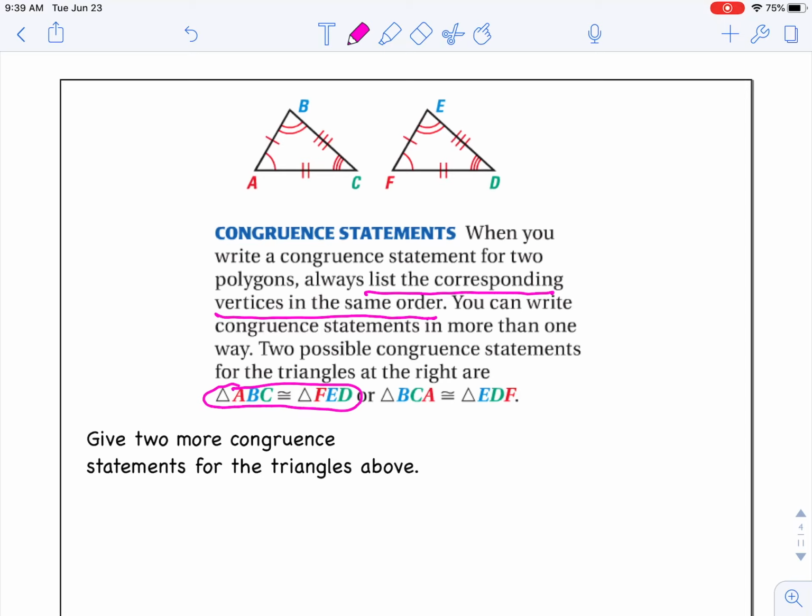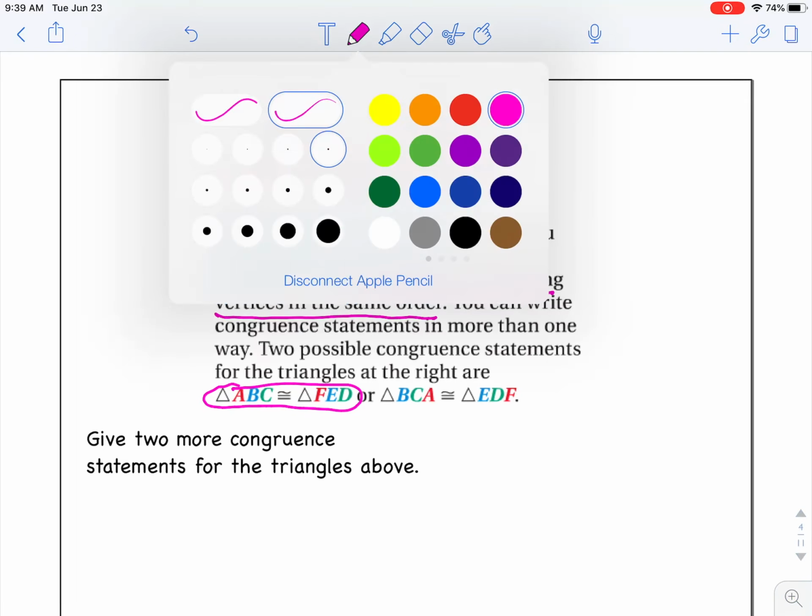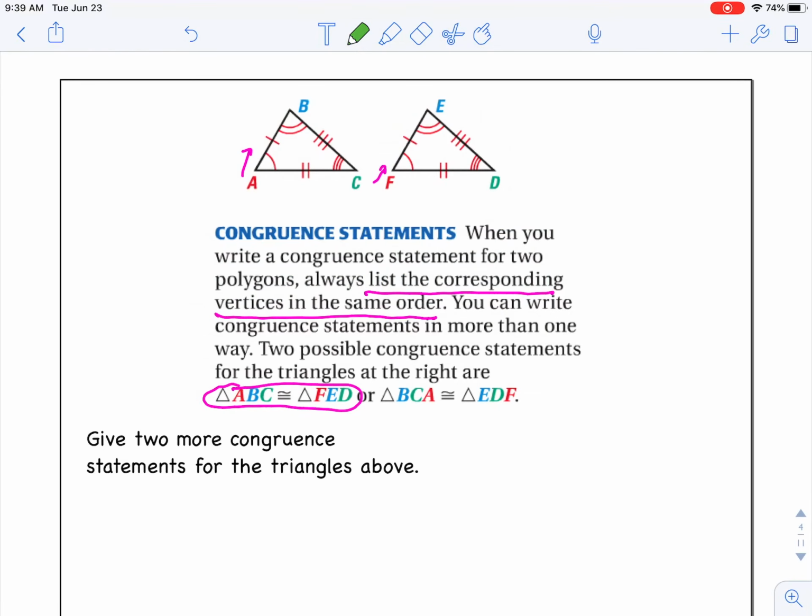So what's another way I could write it? Well, in the first example, I started with A right here, and I went over to B and then around to C. That's how I wrote that one. The second statement, they started at B and they went to C and then back to A. So they went around the triangle this way.